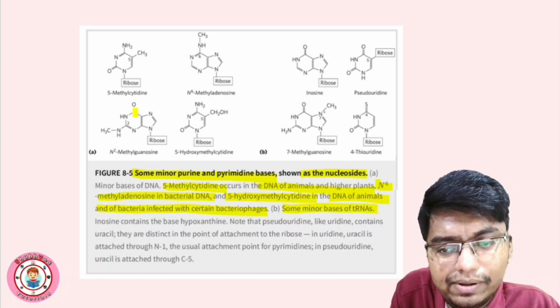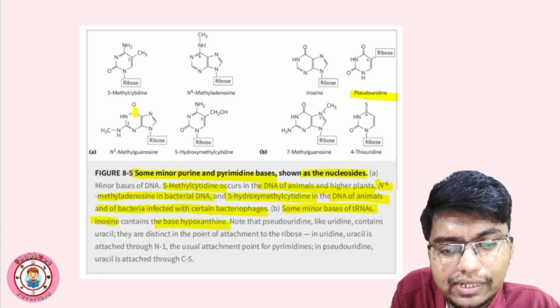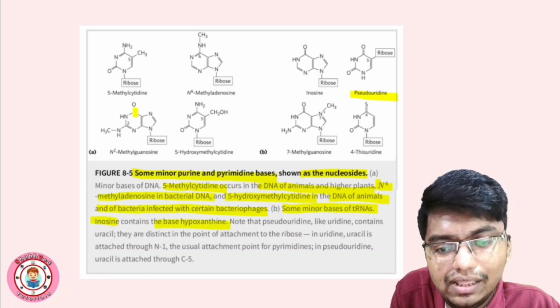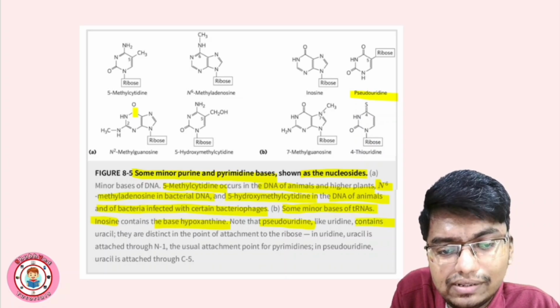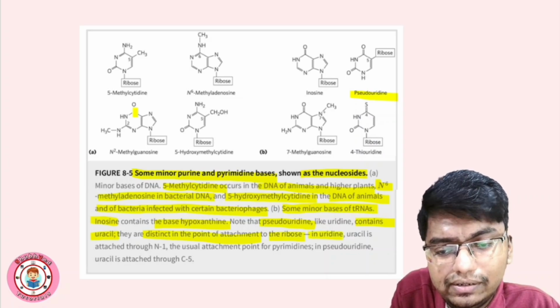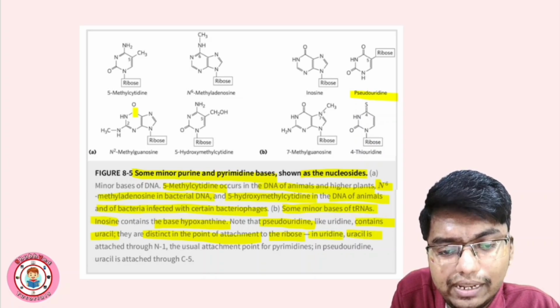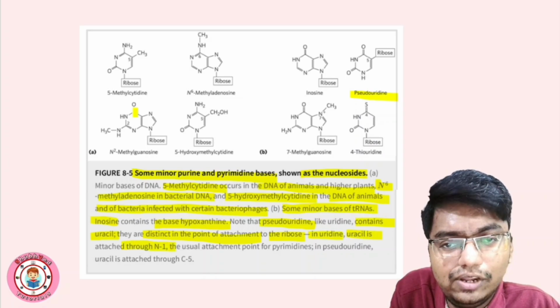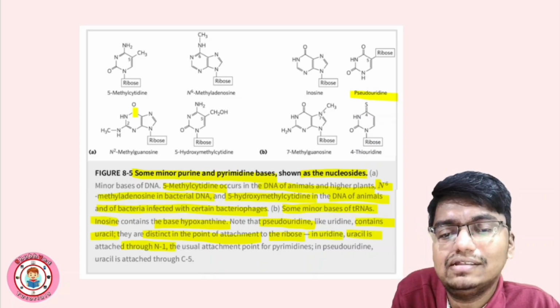Some minor bases of tRNAs. Right, tRNA is present as pseudouridine. Okay, inosine contains the base hypoxanthine. Right, note that pseudouridine, like uridine, contains uracil. They are distinct in the point of attachment to the ribose. Okay, point of attachment is distinct. In uridine, uracil is attached to N1. Okay, you have to note these differences, right?